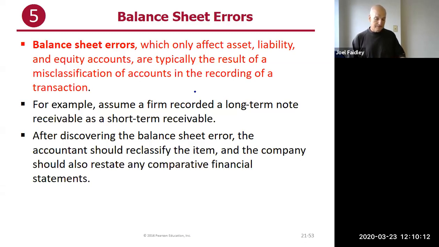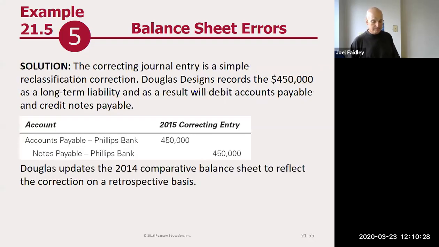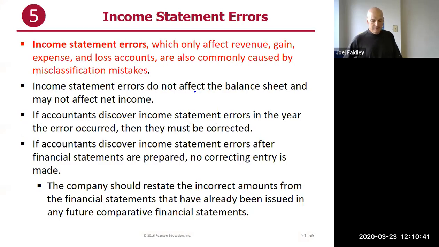Typically for something like this, they give the example there. What if it's a long-term note receivable that's short-term? And there's where $425,000 incorrectly recorded this. Not debiting cash, but crediting accounts payable and note due in 5 years. So that $450,000 is a long-term liability. Take it out of accounts payable and put it into notes payable. So you've just taken it out of one liability account and put it into another. Very simple example there.